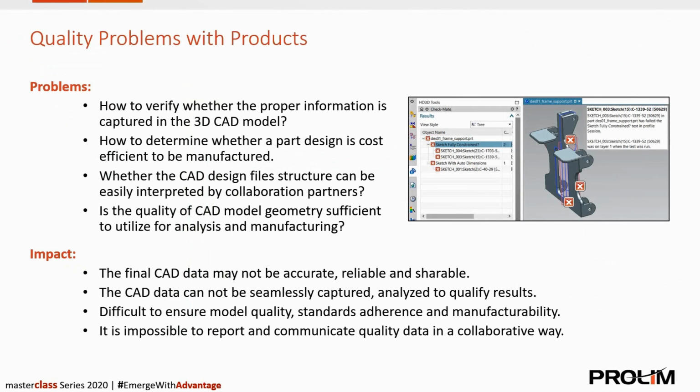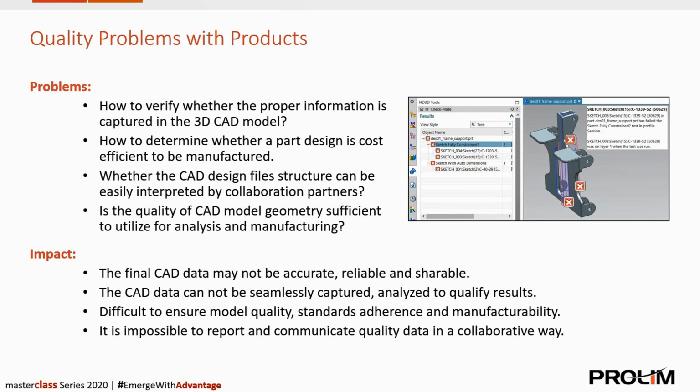To ensure the quality of final product, the manufacturers face many problems. How to verify whether the proper information is captured in 3D model, how to determine whether the part design is cost efficient to be manufactured, is the quality of CAD model geometry sufficient to utilize for the downstream applications. It impacts the final CAD data that may not be accurate, reliable and shareable. The CAD data cannot be seamlessly captured, analyzed to qualify results. It is difficult to ensure model quality, standard adherence and manufacturability. Also, it is impossible to report and communicate quality data in a collaborative way.